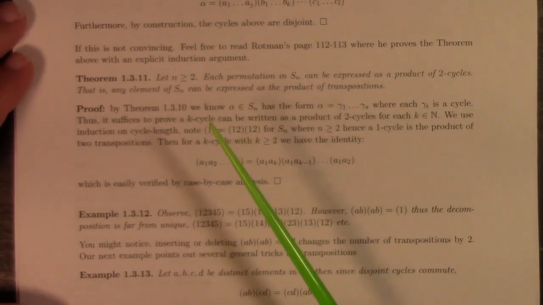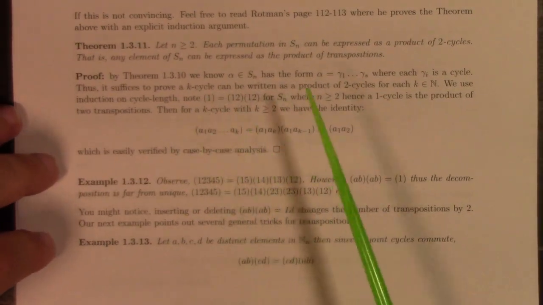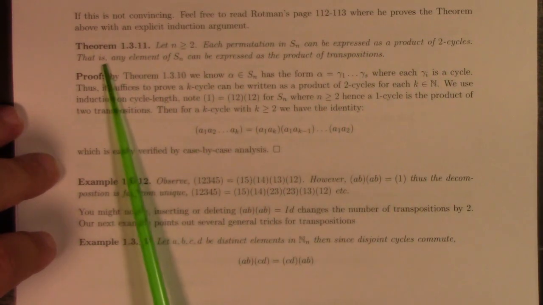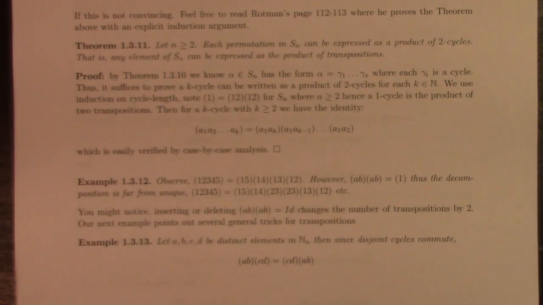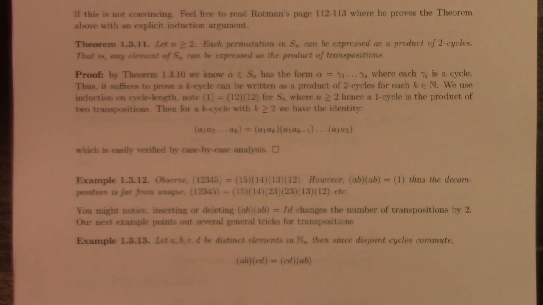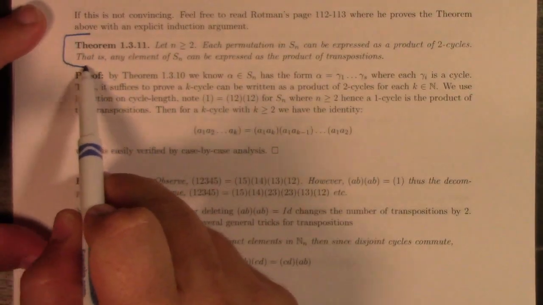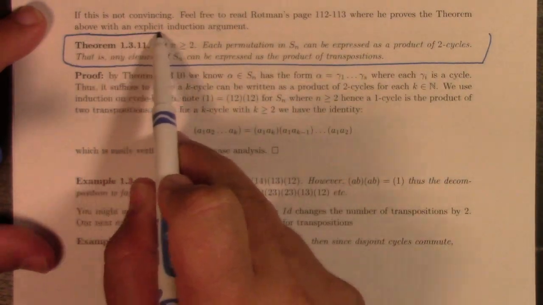So next up is yet another fun fact about cycles. Each permutation in S_n can be expressed as a product of 2 cycles. That is, any element of S_n can be expressed as a product of transpositions. A transposition is a 2 cycle. So the second sentence is just a restatement of the first sentence in terms of lingo that you may not be familiar with yet. Transposition is just a 2 cycle.